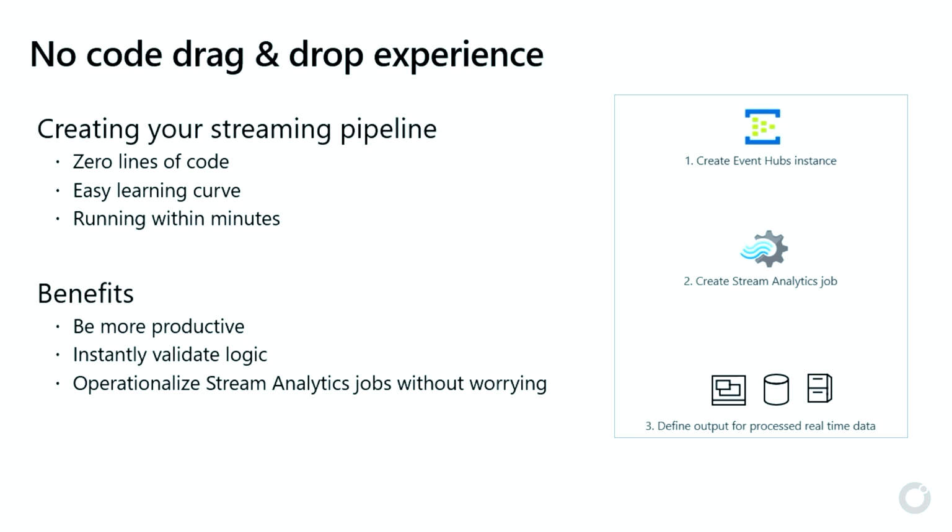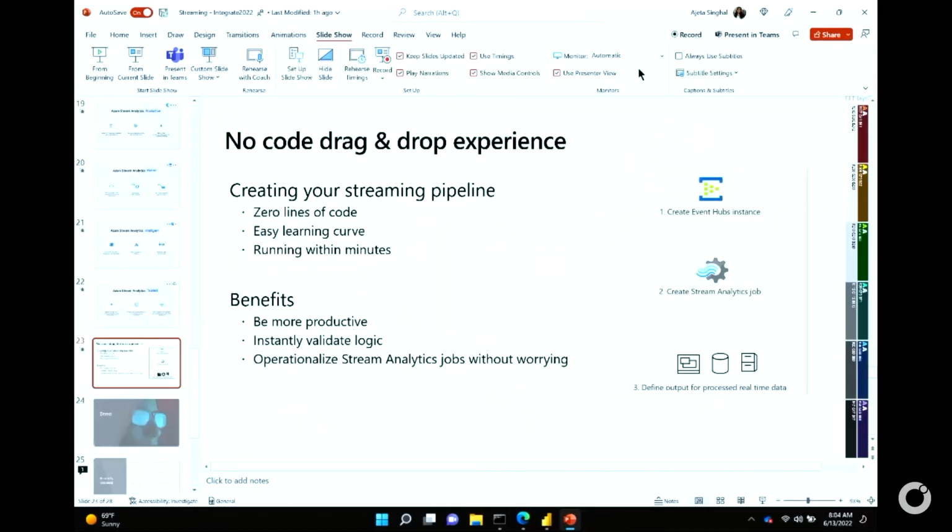So this diagram actually shows that without leaving Event Hubs, and I know that most of you use Event Hubs today, you can create an Azure Stream Analytics job, and you can actually define where you want to send your processed data to. So let me jump into demo here.